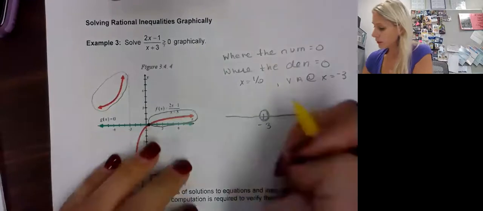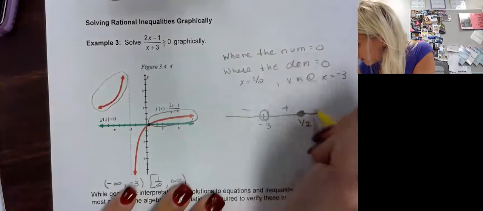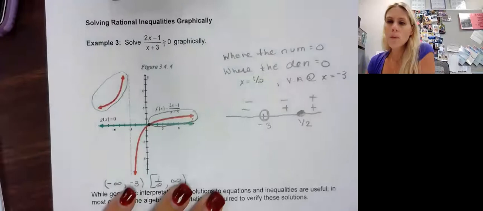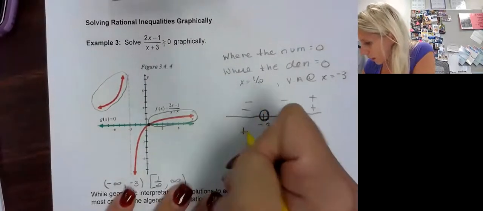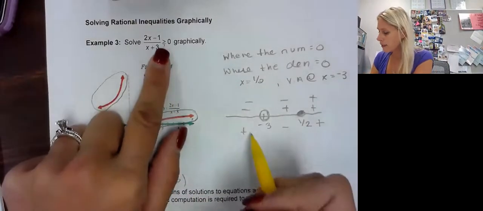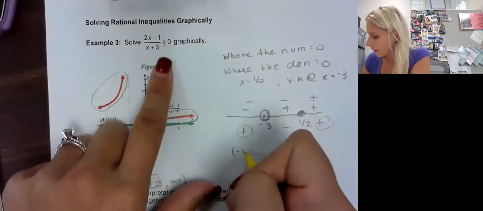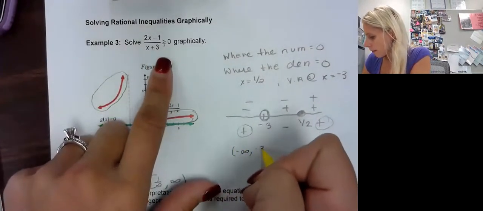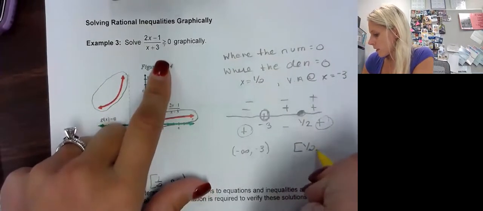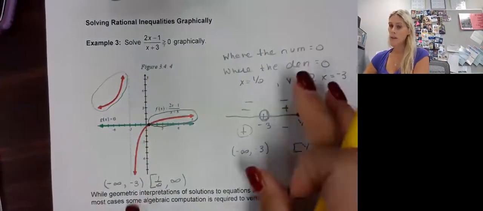Now let's do our normal sine ray stuff. So negative, positive, positive, negative, positive. So when I multiply straight down, I get a positive, a negative, and a positive. I want greater than, so I'm looking at my positives. So I go negative infinity to -3, and 1/2 to infinity. And that is what we had before. So algebraically.